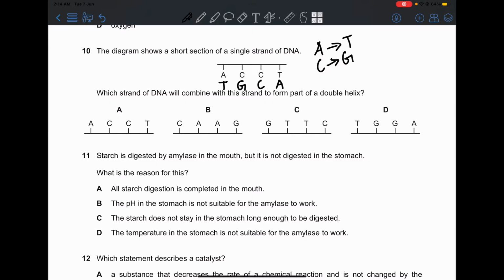Now that's going to be a J over here. So we need something with T, G, G, and A. So that's going to be D.